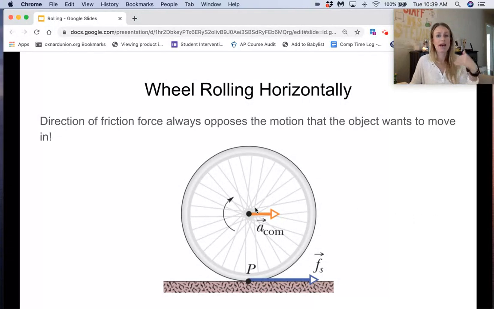And remember, we have a linear acceleration of the center of mass. We also have an angular acceleration of the wheels because we're trying to speed that thing up. So the friction force is only present when we actually are speeding up or slowing down, not when we're going at a constant velocity. There is actually no friction present when the wheels are going at a constant velocity.